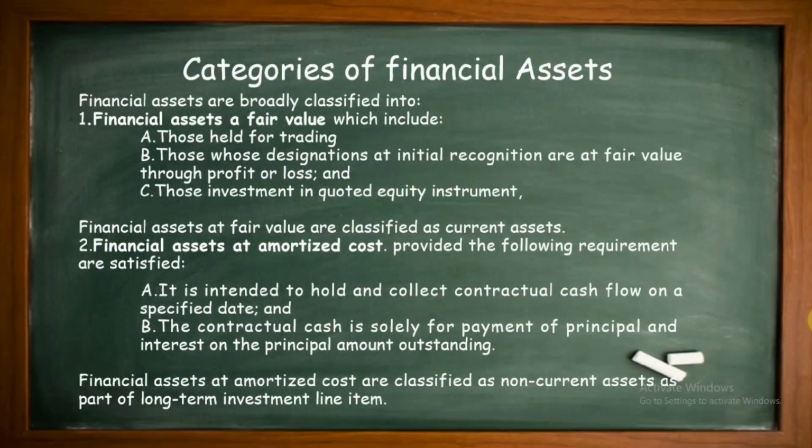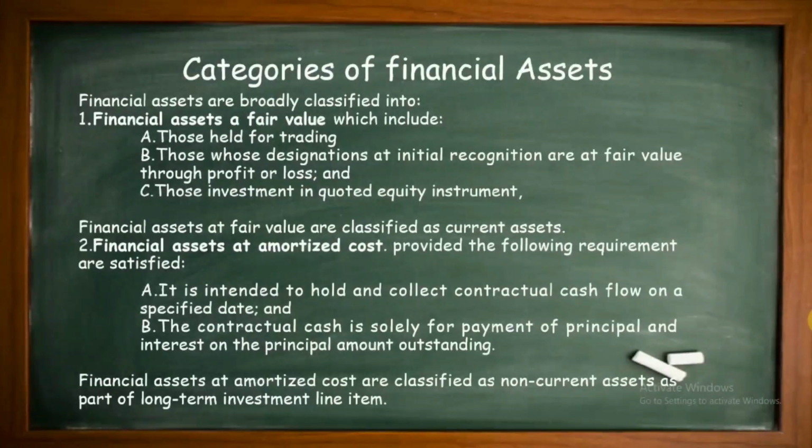Letter C, those investments in quoted equity instruments. So, yung mga pamumuhunan na nakakota sa equity instrument. So, financial asset at fair value is classified din as a current asset. Number 2, financial asset at amortized cost, provided the following requirements are satisfied.